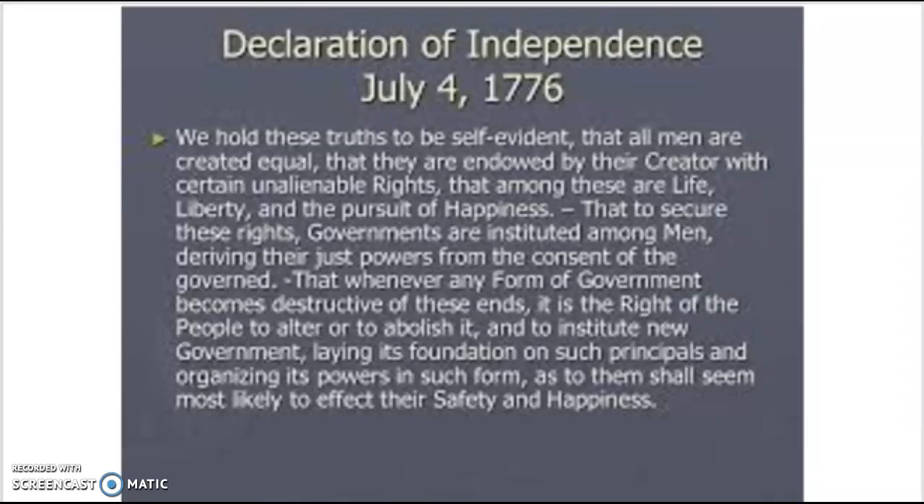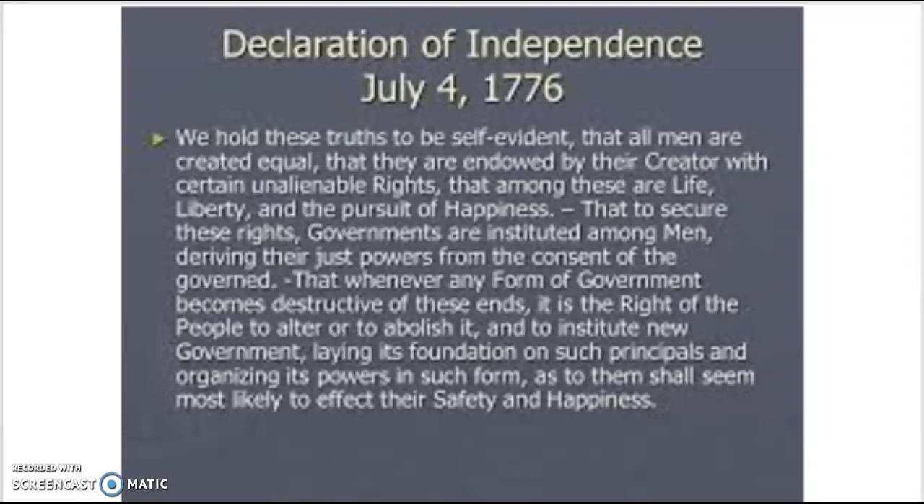And essentially it is a contract that the government has with the people. And if the contract is broken, so if the government does not provide for the people or protect their basic freedoms, then essentially John Locke believed that they have a right to abolish it or alter it, and that is what is being said here. And to institute new government, laying its foundation on such principles and organizing its powers in such form as to them shall seem most likely to affect their safety and happiness.